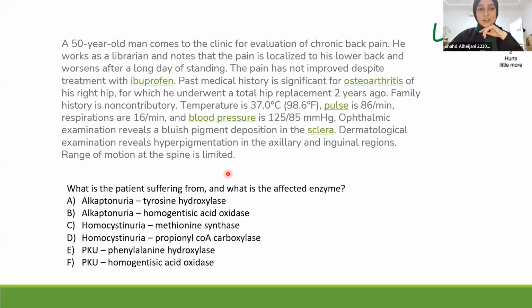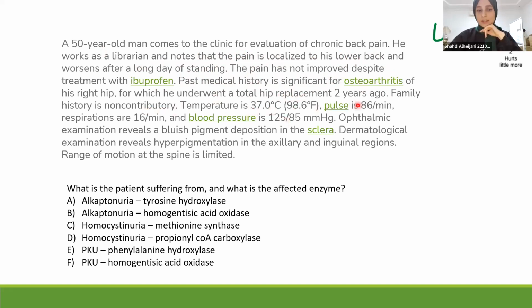Now, one last question. So this is a long scenario, but again, you can find keywords to help you identify. A 50-year-old man comes to the clinic for evaluation of chronic back pain. He is a librarian and notes that the pain is localized to the lower back, and a long day of standing does not improve with ibuprofen. Significant history: there's osteoarthritis, and he underwent total hip replacement.